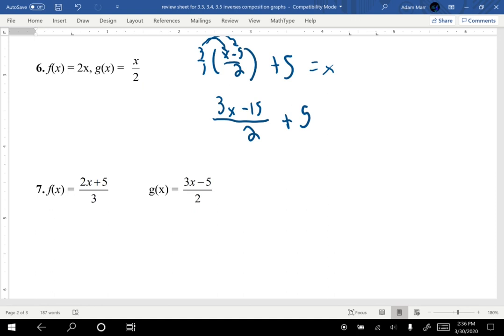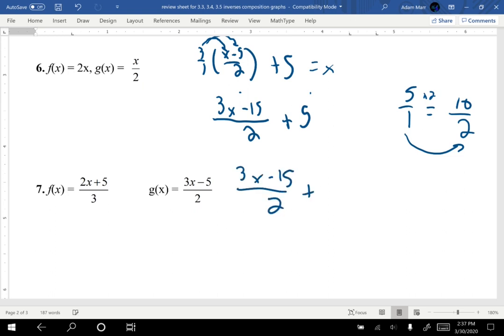Well, what I would have to do is take 5 over 1 and convert it so it has a denominator of 2, right? So I can combine these two guys right here. Let's see, 1 into 2 is going to go twice, right? So 5 times 2 is 10. So we'll say 3x minus 15 over 2 plus 10 over 2. That's a 10.